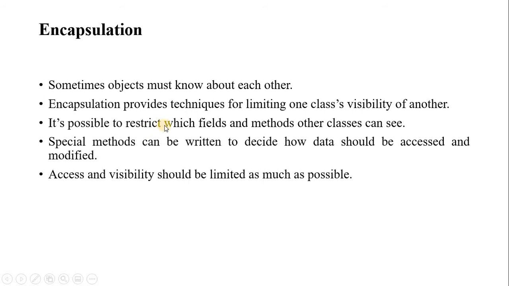It is possible to restrict the accessibility of the fields and the methods among the classes that you are going to access. A special method can be written to decide how data is going to be accessed or modified in the other classes. Accessibility can be limited as much as possible at our class level, so that objects can be created and accessed accordingly.